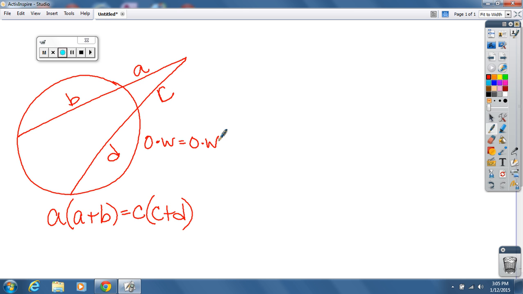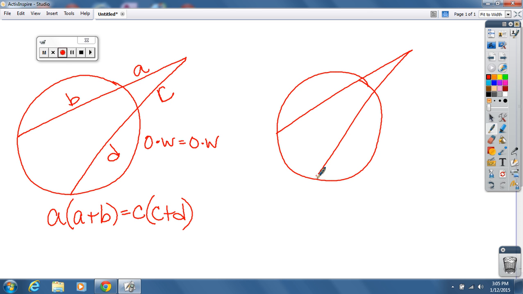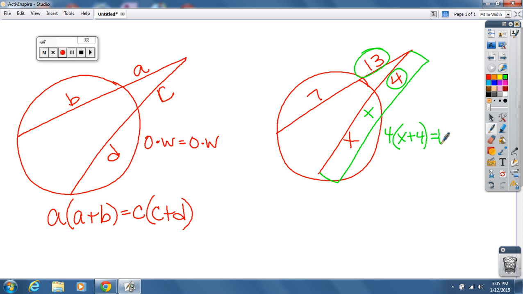Alright, so if I have a problem, let's see, I've got 2 secants, and my problem will be 7, 13, 4, and x. If I look at this problem, I'm going to do outside times whole. When I say whole, I have to add all of it together to get my whole piece. So that's x plus 4. Then I'm going to have on the outside 13 times the whole piece, 7 plus 13.